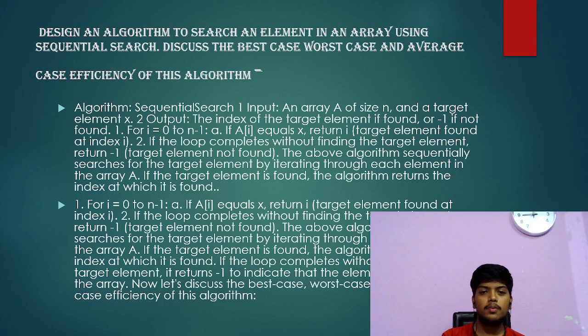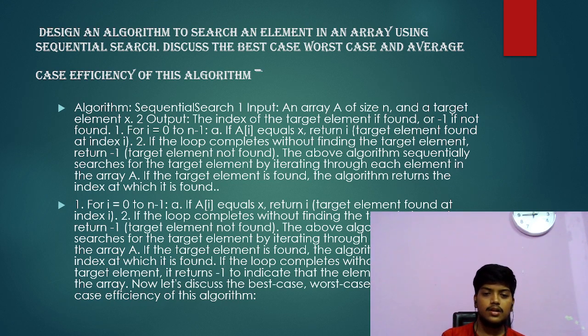If the loop completes without finding the target element, return -1. The above algorithm sequentially searches for the target element by iterating through each element in an array. If the target element is found, the algorithm returns the index at which it is found. Otherwise it returns -1 to indicate that the element is not present in the array.